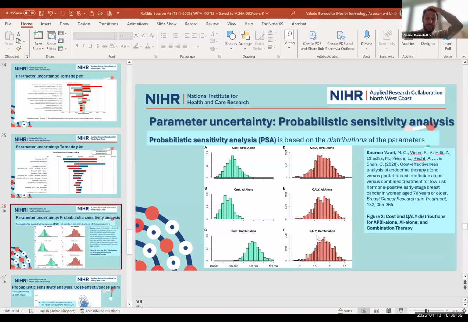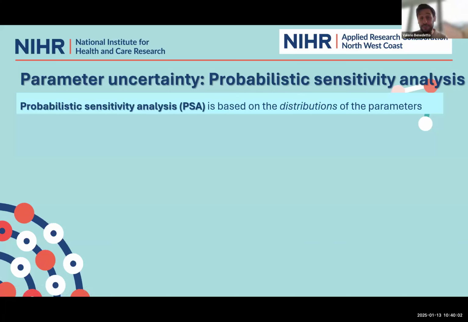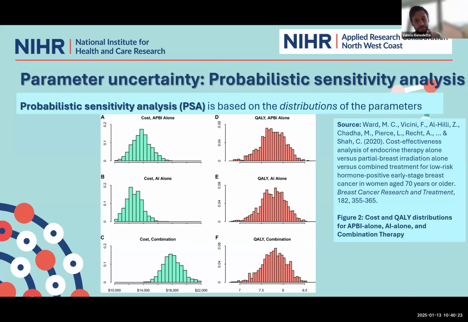Okay. So the last form of sensitivity analysis we're going to discuss today is the probabilistic sensitivity analysis, which differs from the deterministic sensitivity analysis, which Andy was describing just a few seconds ago, because it is based on the statistical distributions of the parameters. I will show you some graphs here, and I'm going to try to talk through what we mean by distribution. Here you've got some graphs which come from this article on breast cancer in women aged 70 years or older.